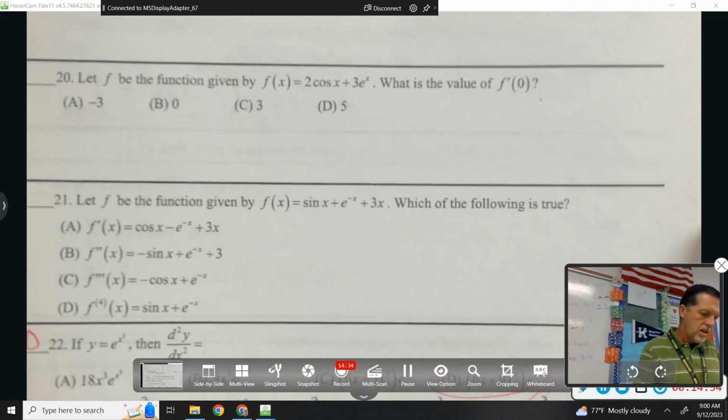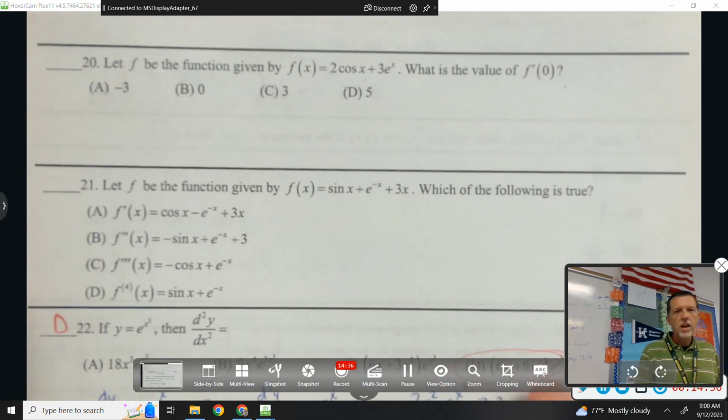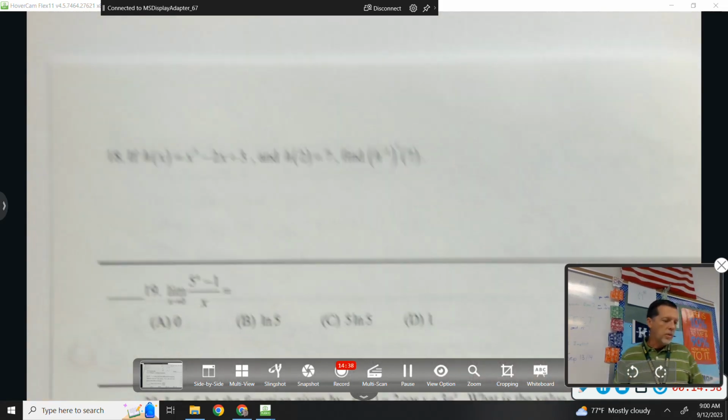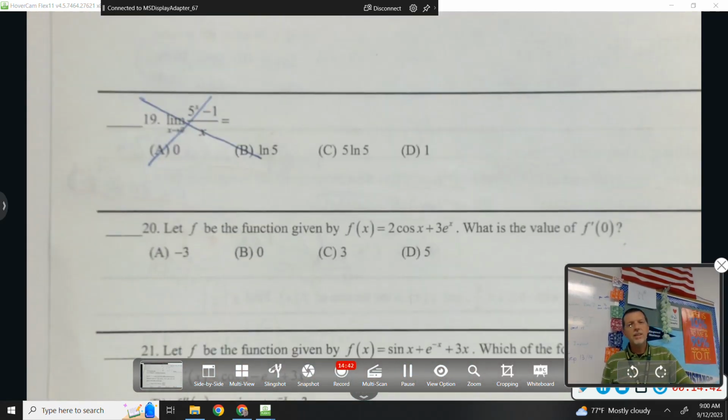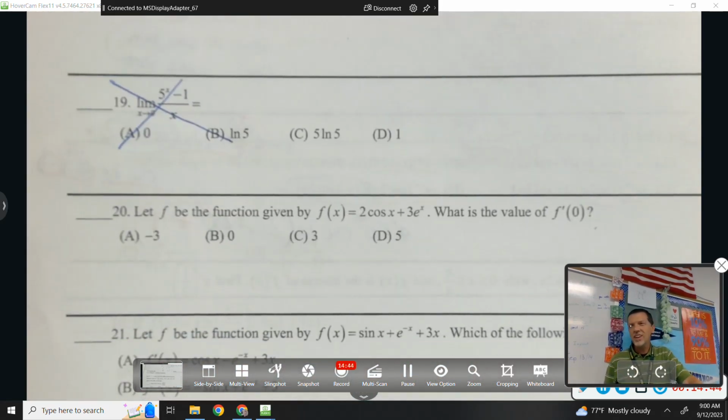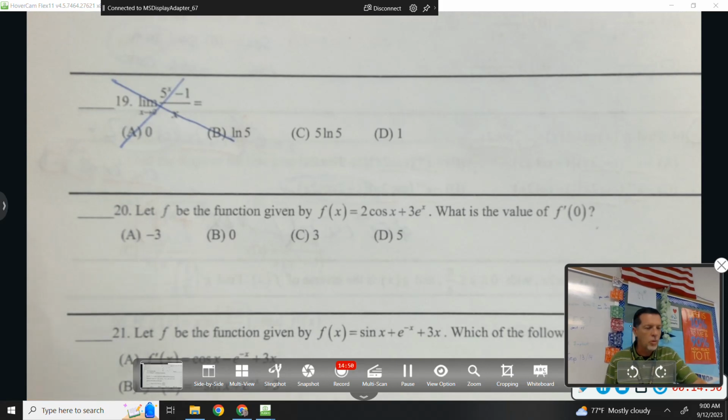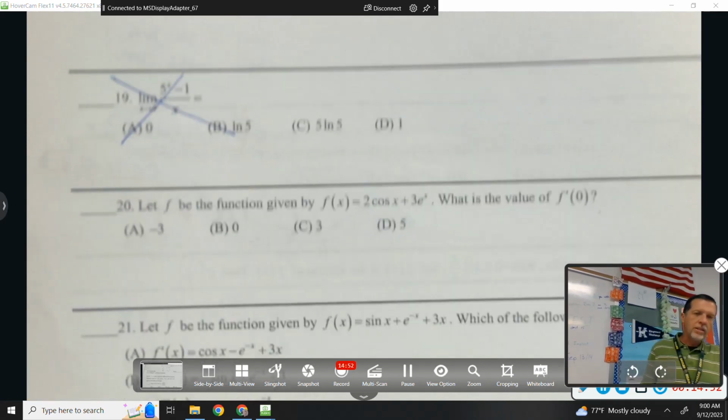Number 20. Oh, by the way, you can omit number 19. 19 uses a rule that we haven't covered yet. It's kind of a standalone rule. It's not hard. We just haven't done it yet. And there's not any on the test that are like 19. So don't worry about it. Just throw it away and don't even worry about it.